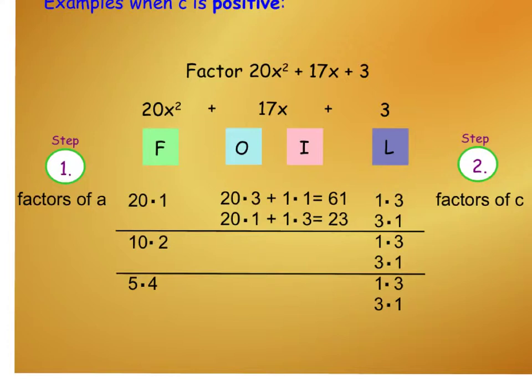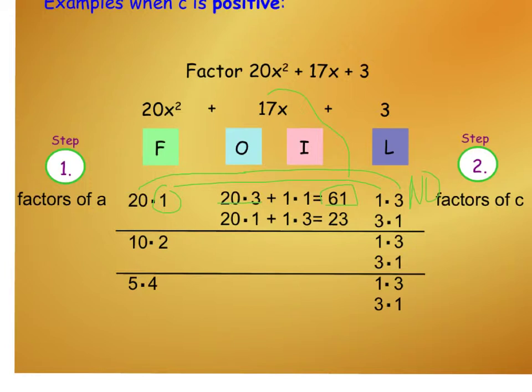The next thing we're going to do, and I started it right here, is, do you remember in the slide before we had the two middle terms, the outer and the inner, those add up to the middle term. So we take 20 and we multiply it to 3 and we get 60, and then we take the 1 and we multiply it to the 1 and we get 61. Well, did that add up to 17? No. So we know that doesn't work.